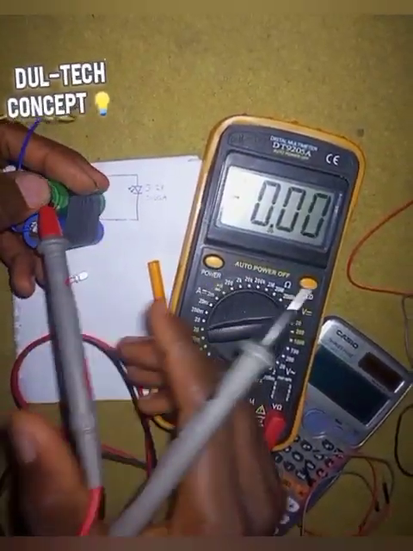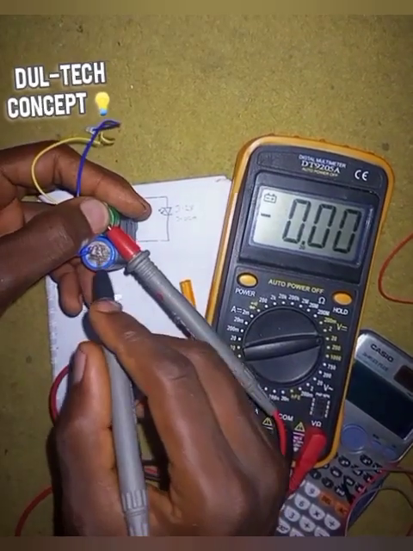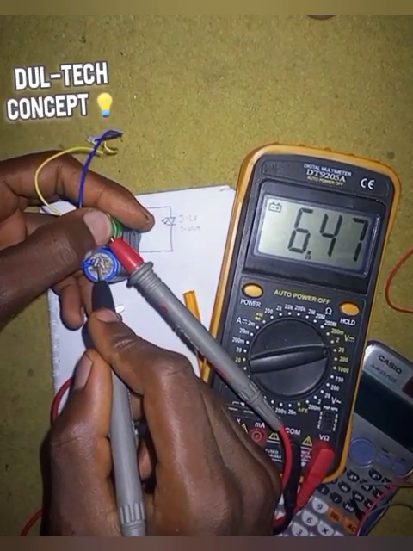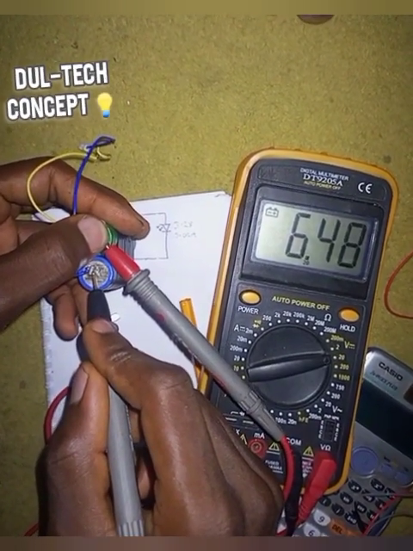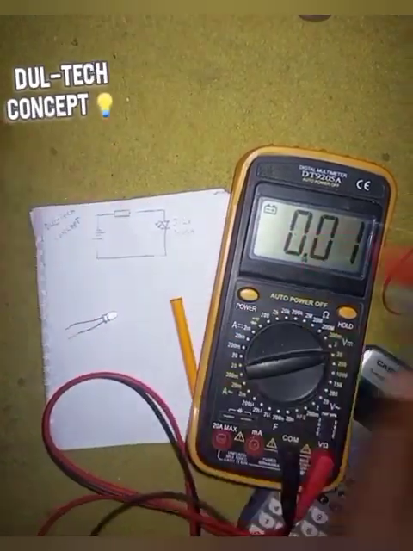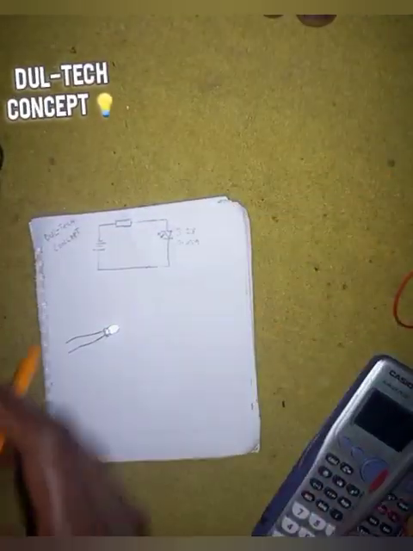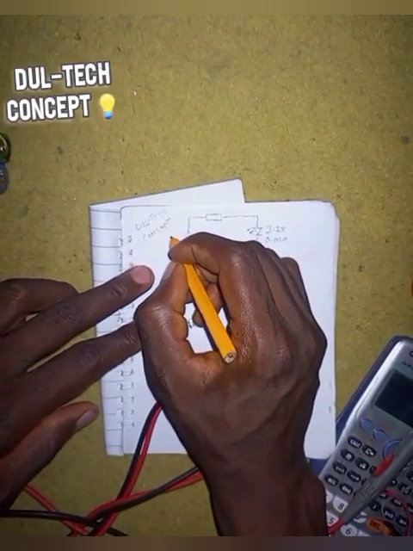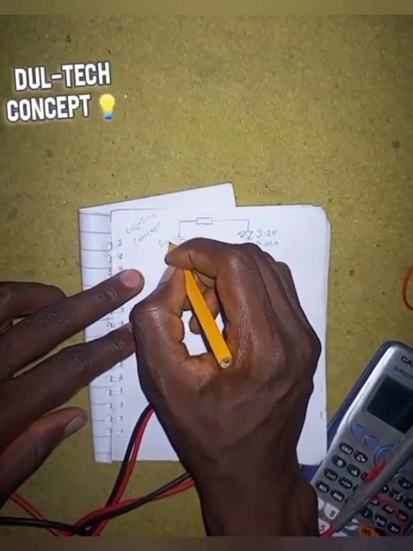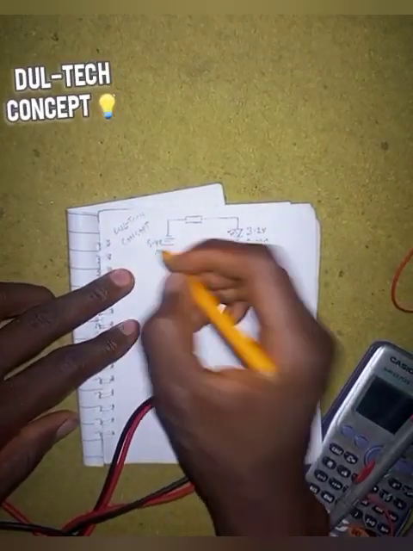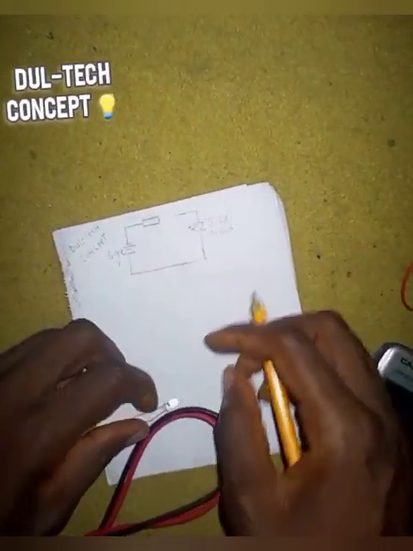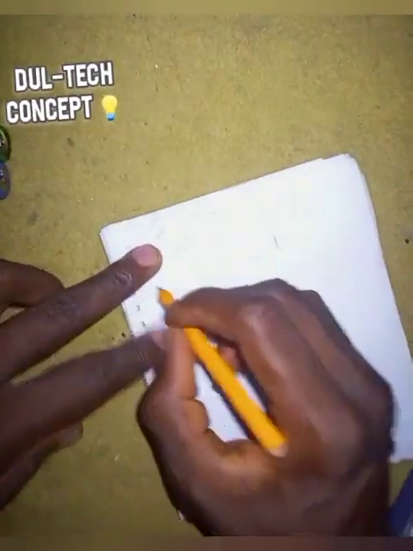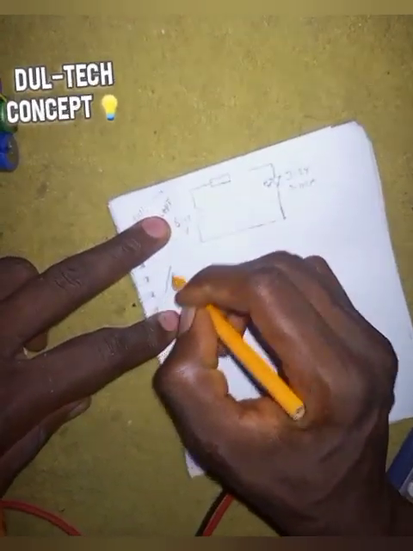Now let me use my multimeter to measure the voltage of my input source. Okay, it happens to be 6.48. Okay, my input voltage is 6.48 volts.